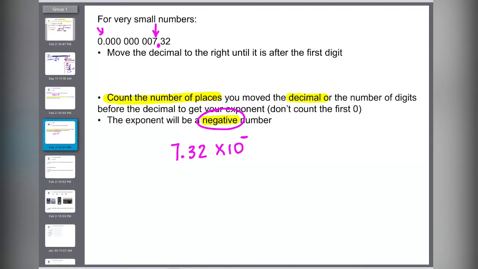And then now I'm going to count from the starting to the new decimals. How many places have I moved? So I'm going to start from here, and I'm going to count 1, 2, 3, 4, 5, 6, 7, 8, 9. So I've moved 9 places, so I'm going to write the number 9 in here.